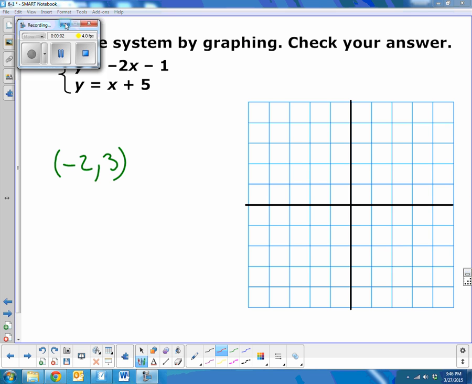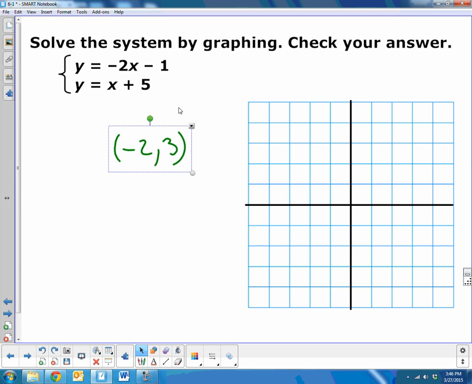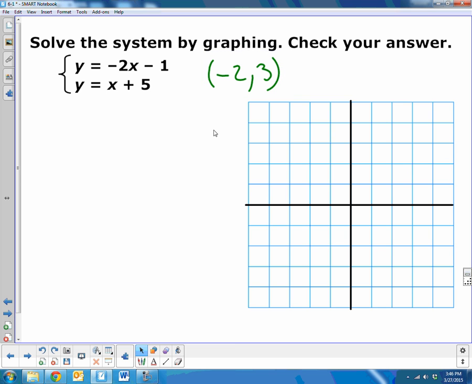In chapter 5, I said that it was really important we were good with graphing, that we needed to be very, very good with graphing in chapter 5. I said that it was going to come back and be an essential part in chapter 6. Here you go. So we got to graph the two equations and see where they intersect.